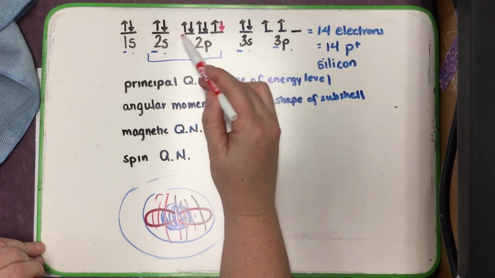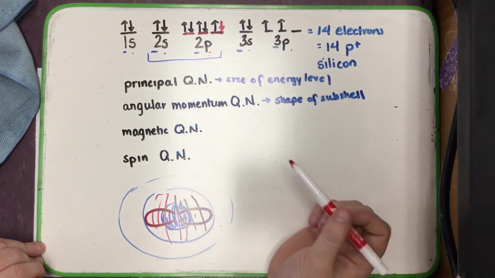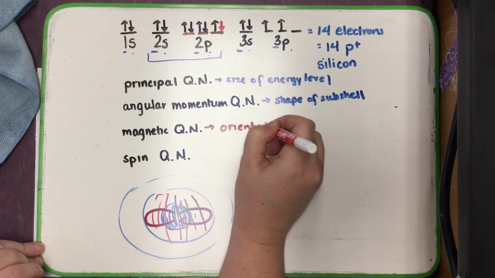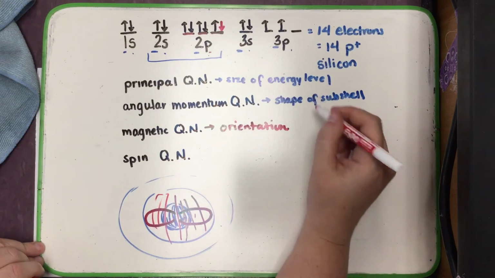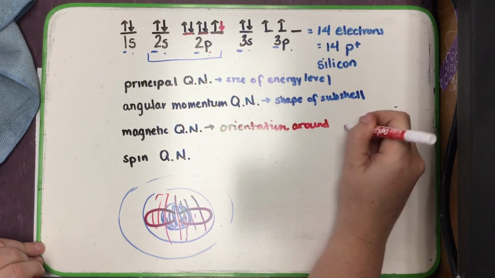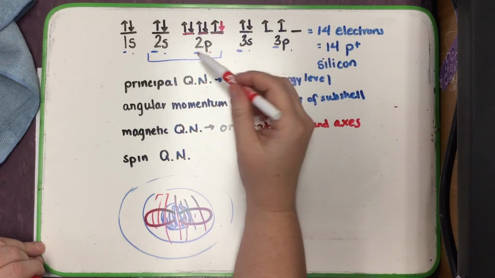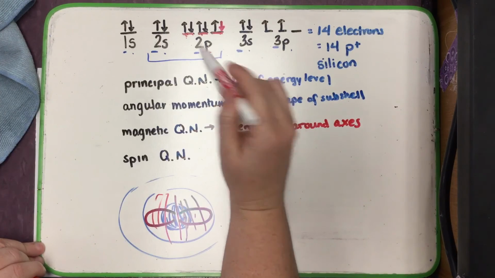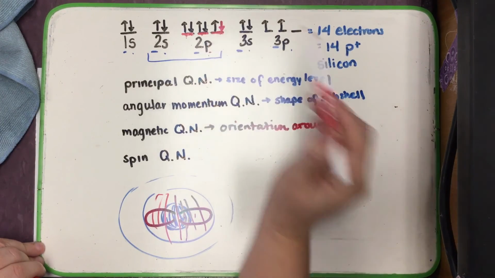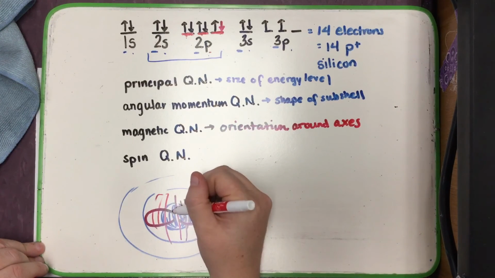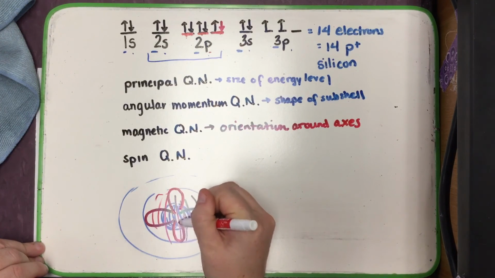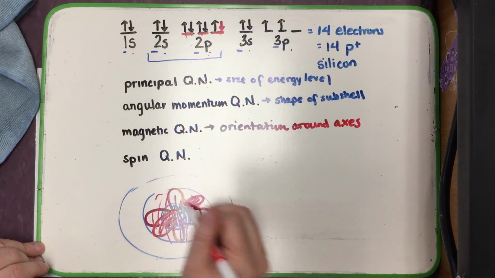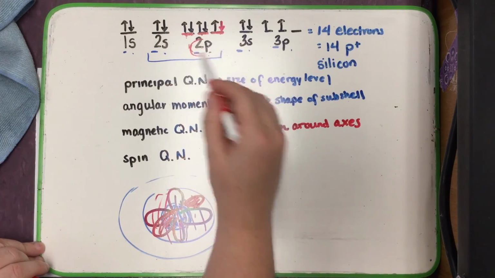Now, with the P, we also have these lines. And the lines represent our magnetic quantum number. The magnetic quantum number tells us the orientation of some of the regions around the X, Y, and Z axes. So in the P regions, these subshells, we have 3 different orbitals. Each line is an orbital. 1, 2, 3, X, Y, Z. So we could draw that same sized shape on the X, the Y, and the Z axes, and that would be 3 different orbitals, but all 3 of those orbitals are within the same subshell because they're the same size and shape.